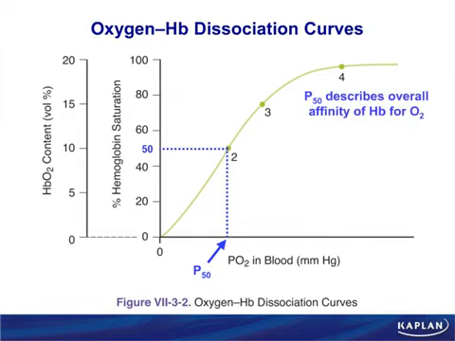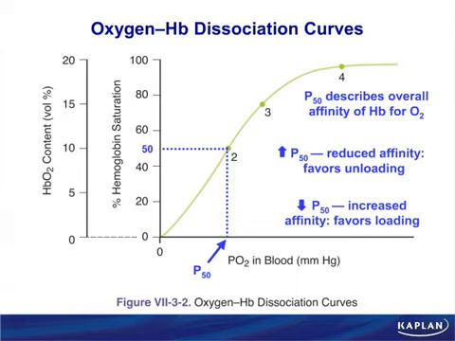All right, why is P50 so important? Because P50 describes the overall affinity of hemoglobin for oxygen. If the P50 goes up, this will mean reduced affinity. This favors unloading. If the P50 goes down, this means increased affinity. This favors loading.